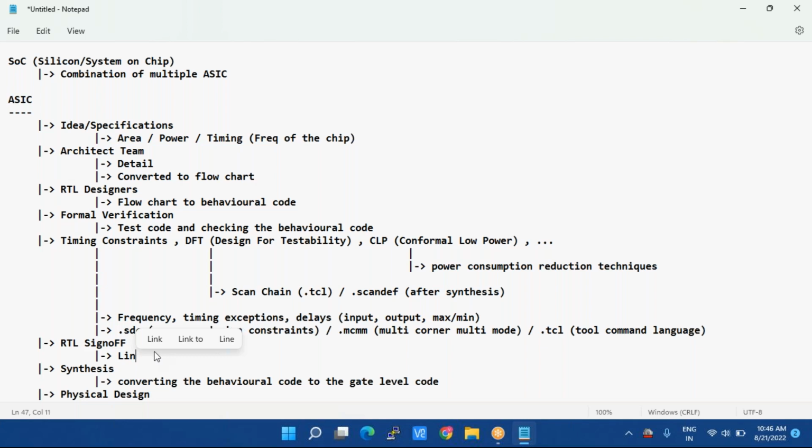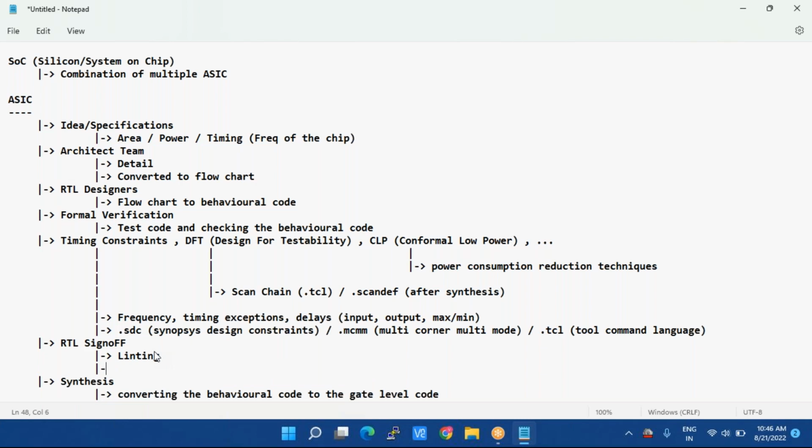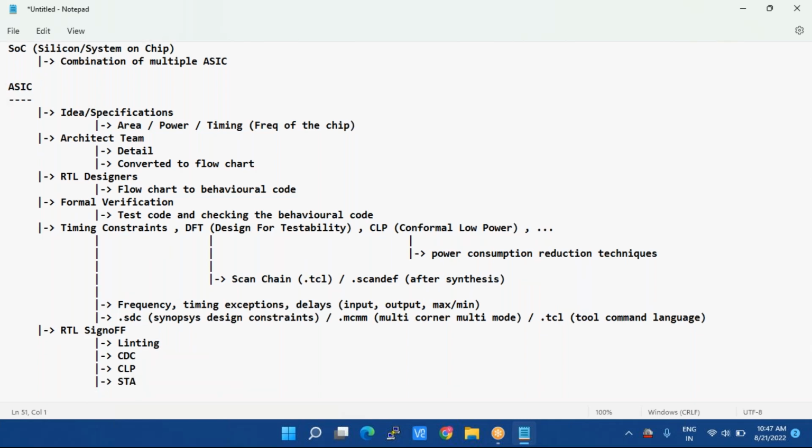So there will be checks like linting, CDC, again CLP, and timing constraints related, let's take it as STA. So there will be different checks before giving the inputs to the next team. Before providing the inputs to the next team, there should always be a check. If you are passing an input to the next team, verify whether everything is correct or not.